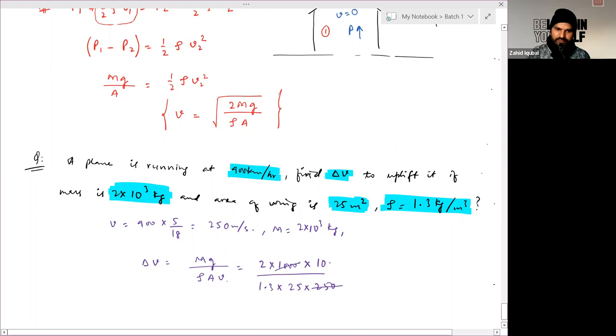So 250 to the power 4 becomes 1000. 5 into 2 and 5 into 5. So you'll get 2 into 4, 8 into 2, 16. Divide by 5 into 1.3. So it will be 3.2 divided by 1.3. So 13 2s are 26, 13 4s are 52, 806. This much.